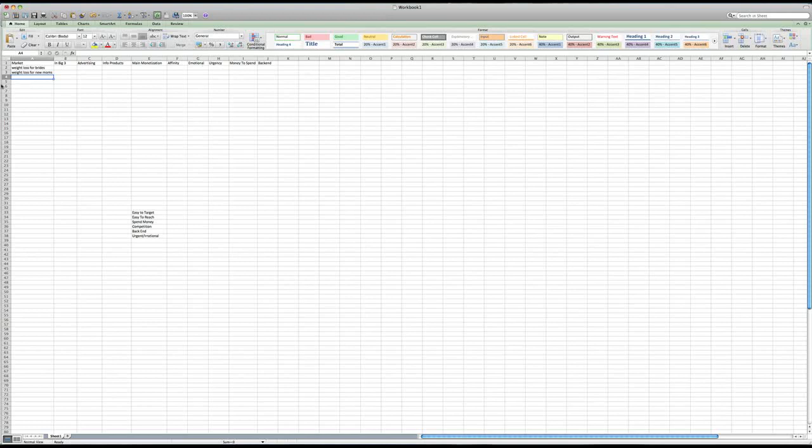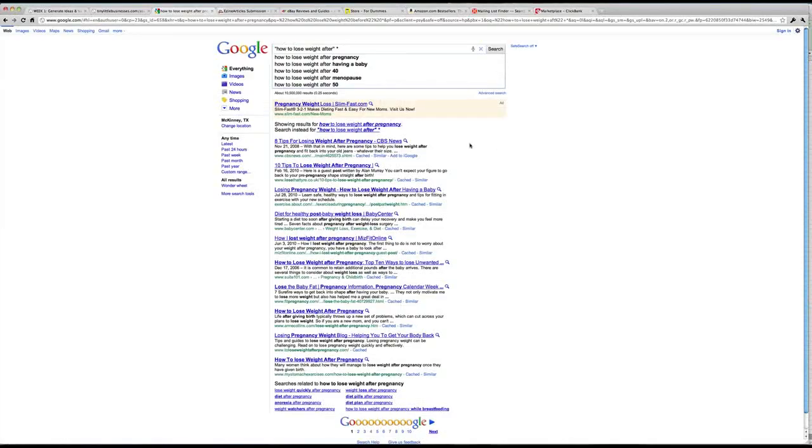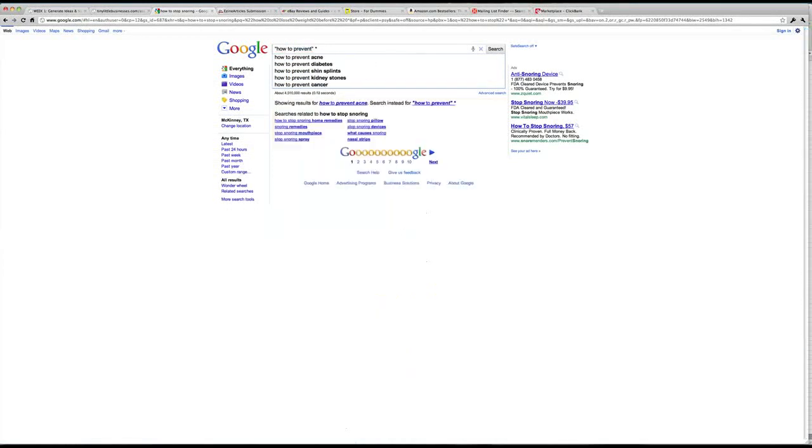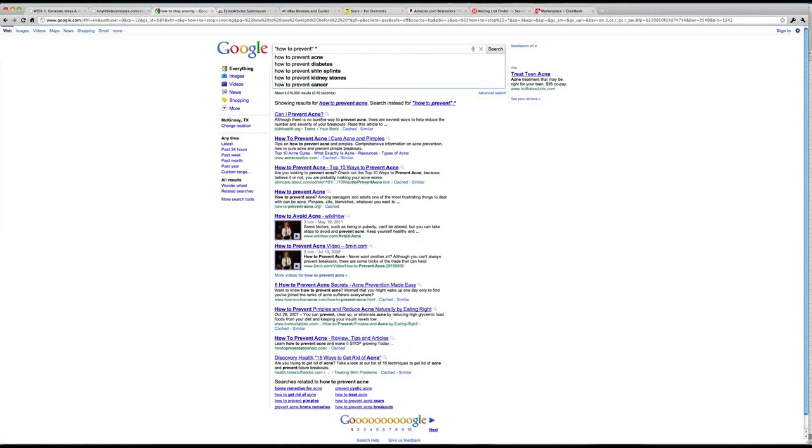Now, weight loss obviously is the market, but for new moms, for brides, that's the group of people that we're trying to target. So we can come over here and you can use how to stop. All right, snoring, coughing, nosebleed, biting nails, hiccups. How to prevent acne, shin splints, kidney stones, shin splints. Now that's interesting. Shin splints. Let's look at that for just a second. How to prevent shin splints.